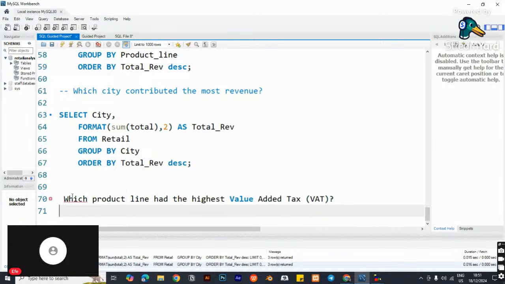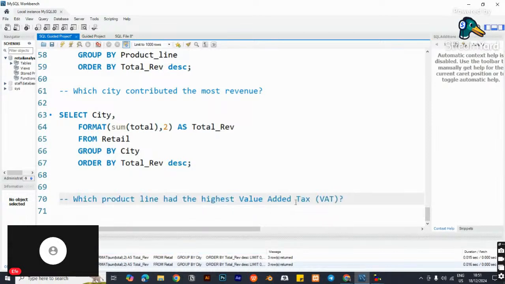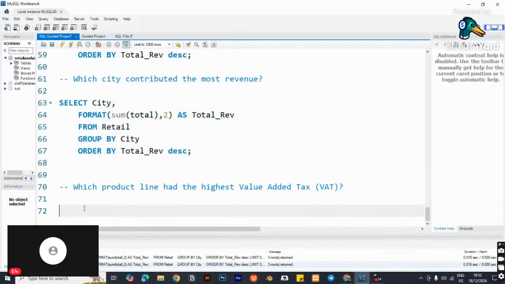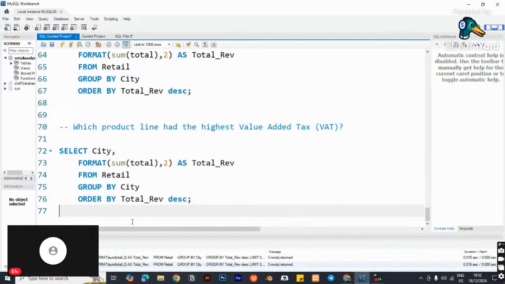So paste it. All right, so how do we go about this? Which product line has the highest? I will copy this. It's the same thing. Product line. Which product line? So we change this from city to product line.